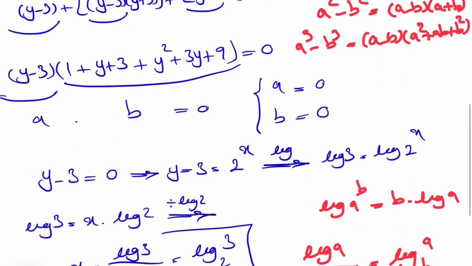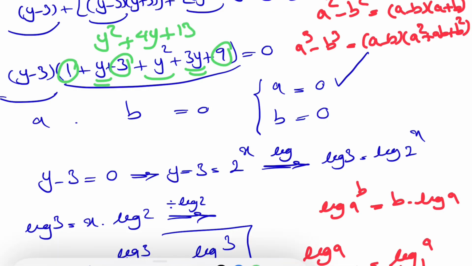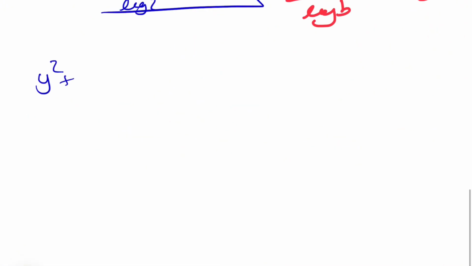That's one answer so far, but keep in mind that we only did a equal to 0 so far. We need to do the same thing for b. If you look at b, what we have in here is y^2 + 3y + y + 9 + 1, which is y^2 + 4y + 10 + 3, that is 13. We have to set that equal to 0 too, so y^2 + 4y + 13 = 0.